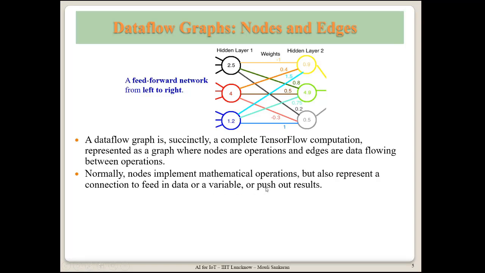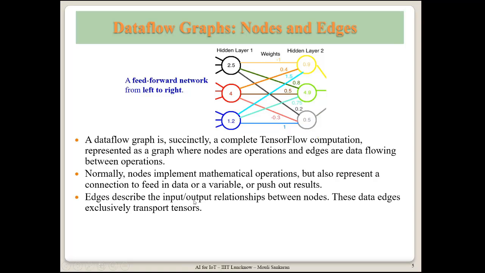Normally nodes implement mathematical operations, of course, but also represent a connection to feed in data or a variable or push out results. Okay, when I say only one output is coming, this value is coming out. If there are multiple outputs, still the same value is coming out on all of them. So it's not that the values coming out from the node are different, but you can make a modification to that by multiplying it with some different values. Either you can enhance it or attenuate it by multiplying it with different values.